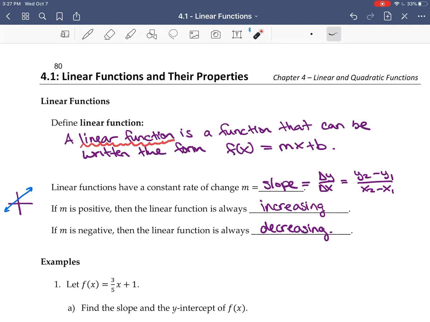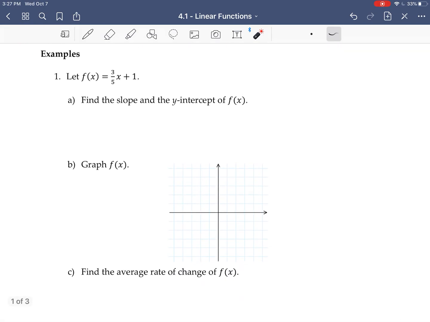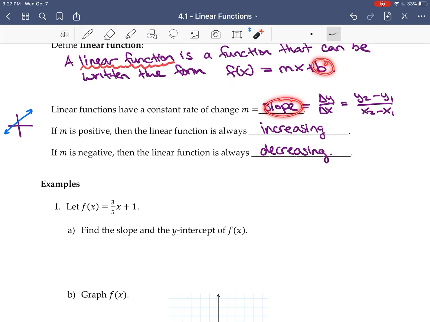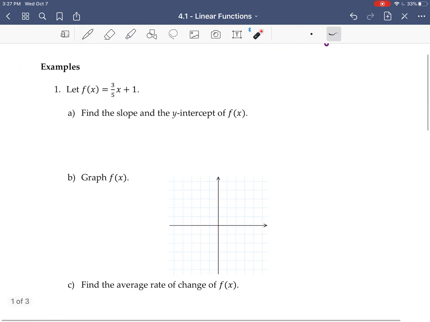In this video, we're going to do a couple of extra examples working with linear functions. Okay, so let's look at this first one here. So we have a linear function. Notice it's in the form for a linear function, f of x is mx plus b, where m is your slope, b is of course your y-intercept. So here's our equation. f of x is 3/5 x plus 1.